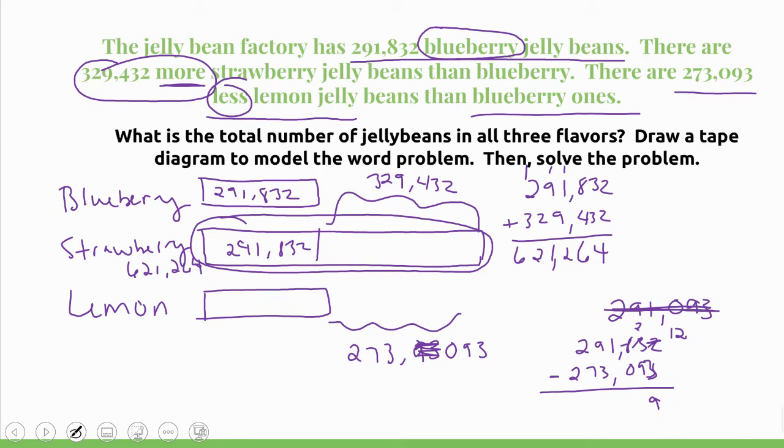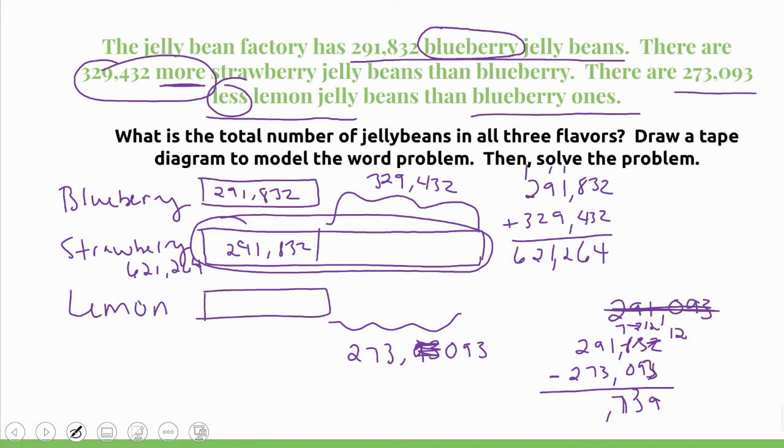2 take away 9, that's not happening. That 8 is turning into a 7. That 2 is turning into a 12. 12 take away 9 is 3. 7 take away 0 is 7.